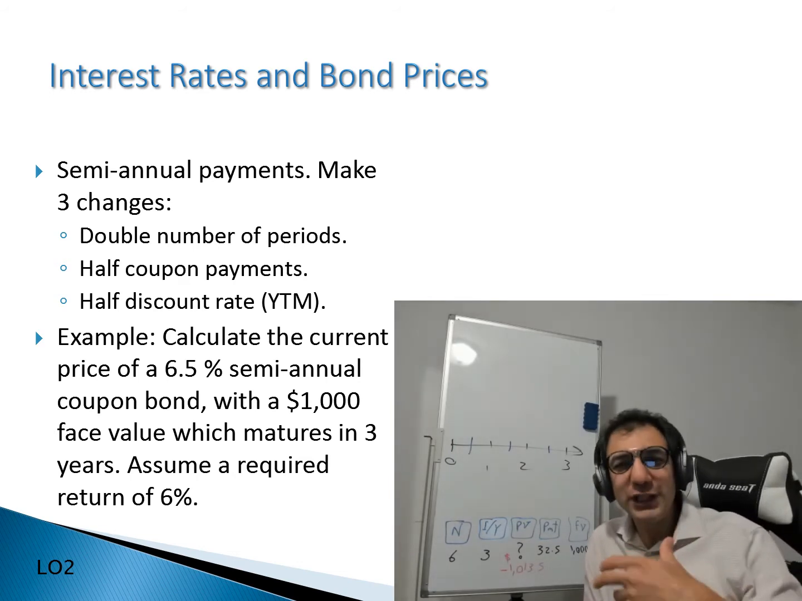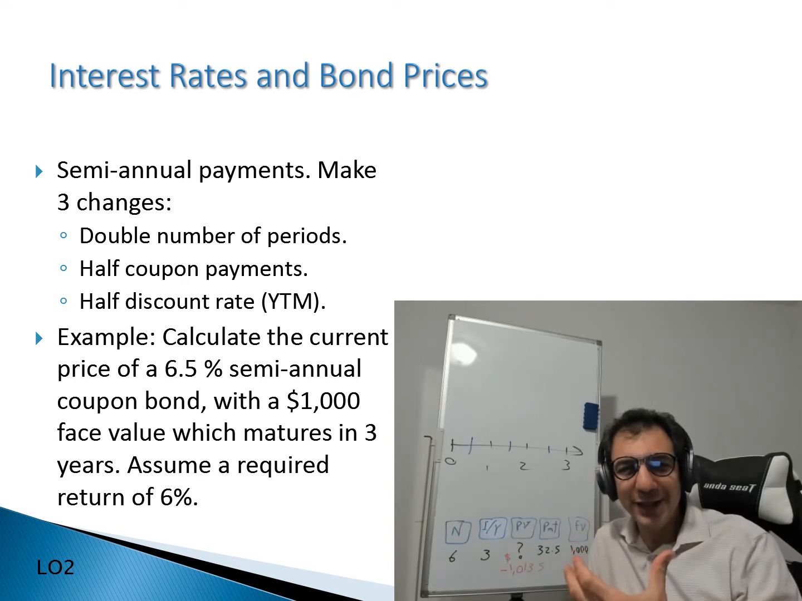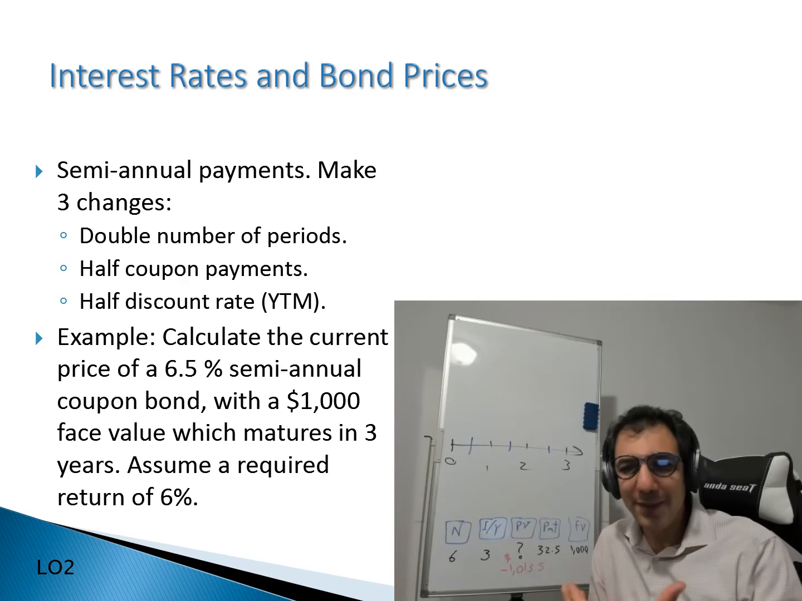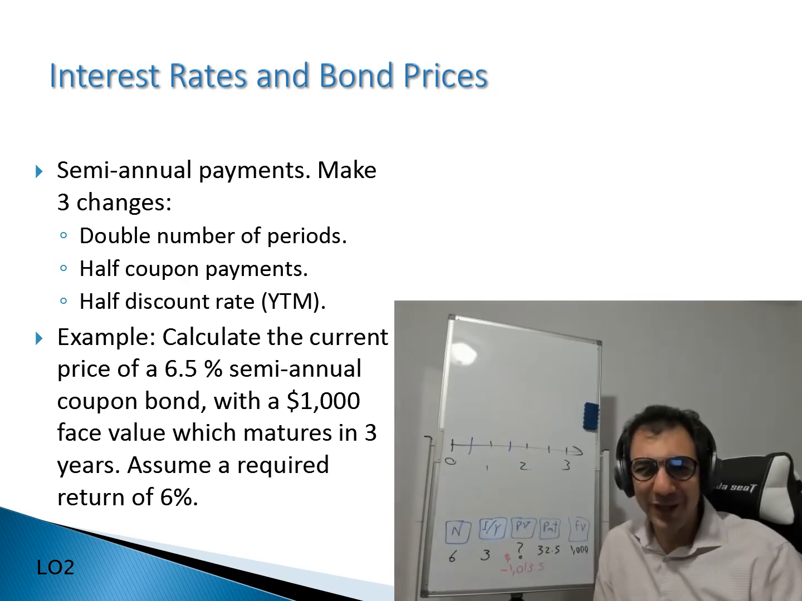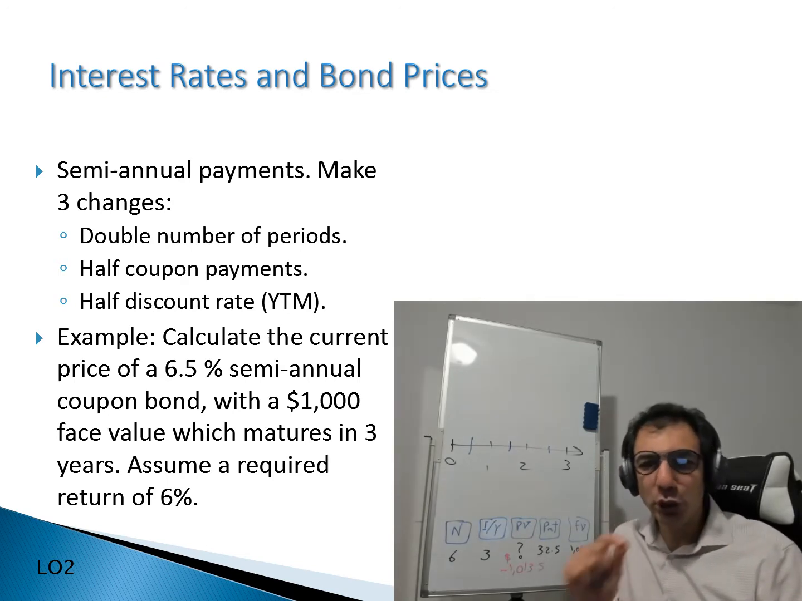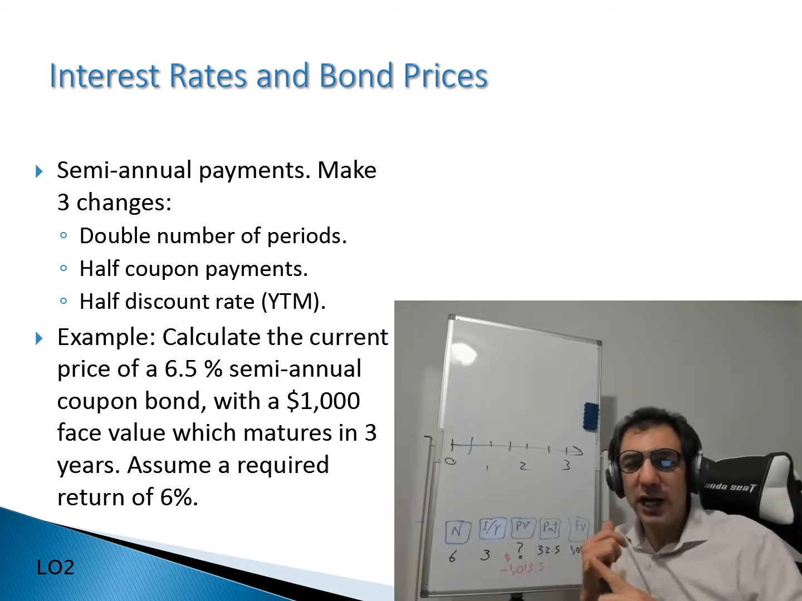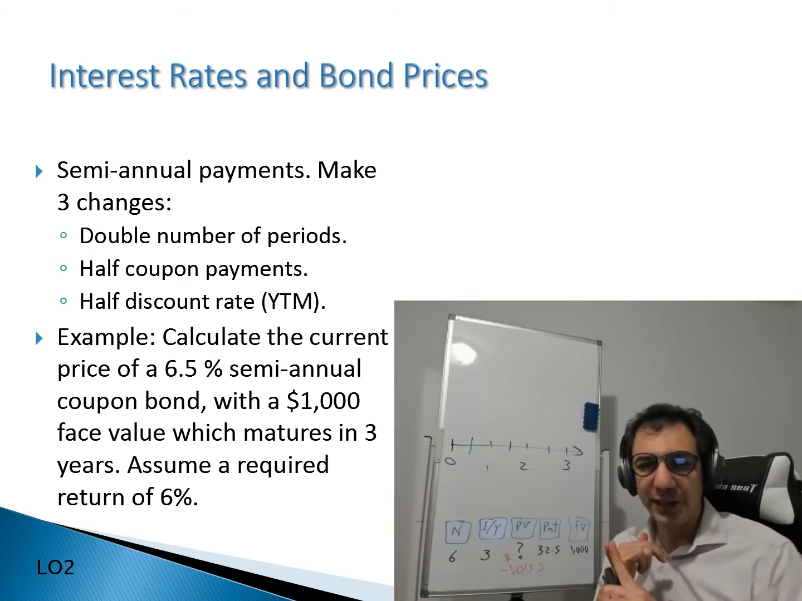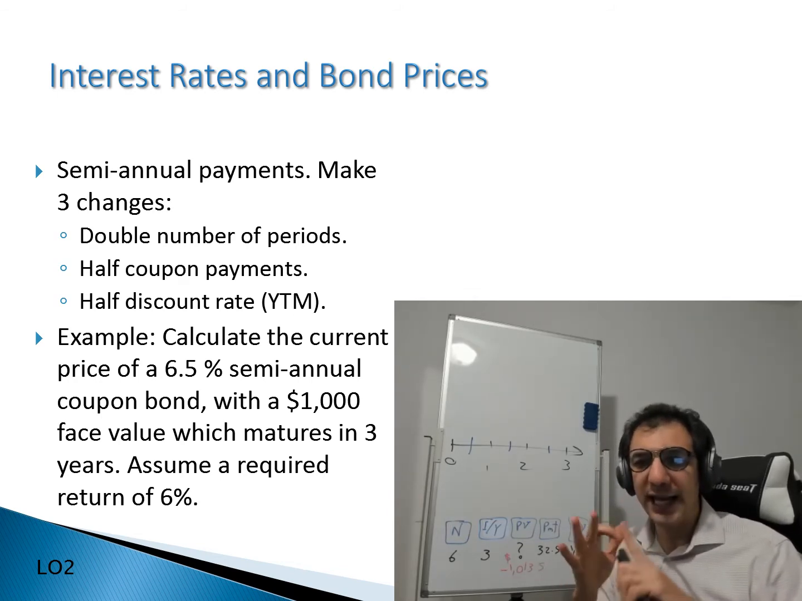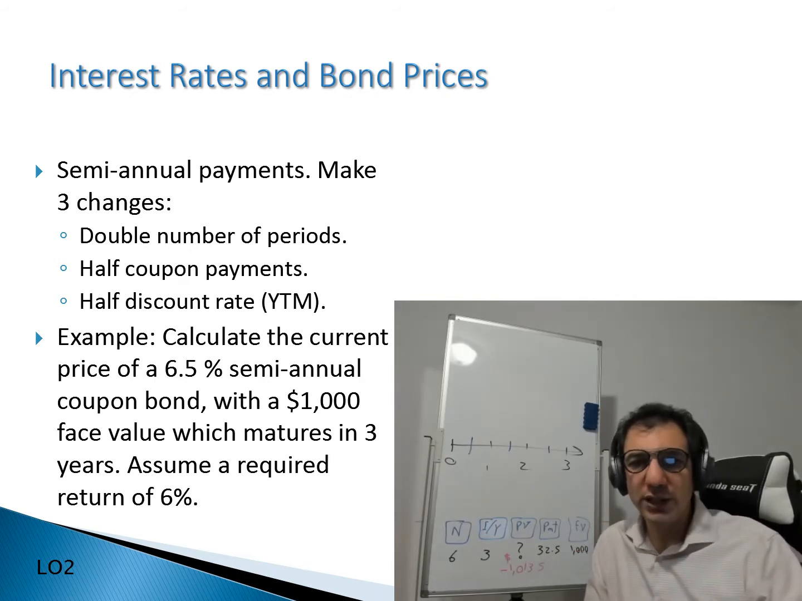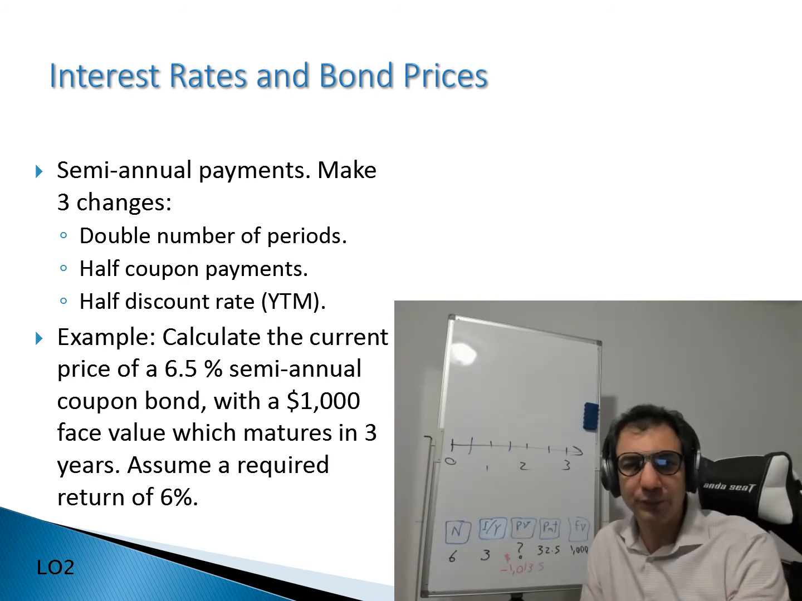For sure you can change the frequency of payment. You can go with quarterly payment or monthly payment. The argument will be the same. You just need to make adjustments to these 3 variables: adjustment to the number of periods, adjustment to the coupon payment, and adjustment to the interest rate, or YTM.